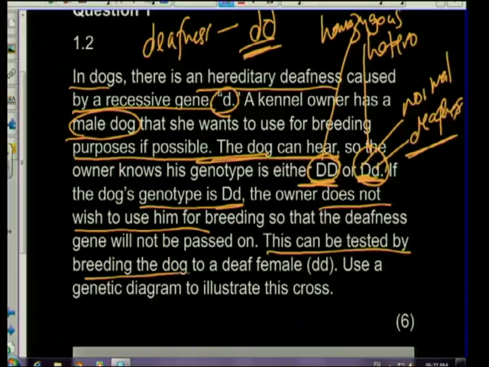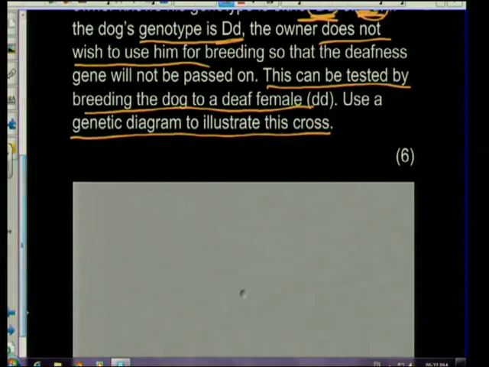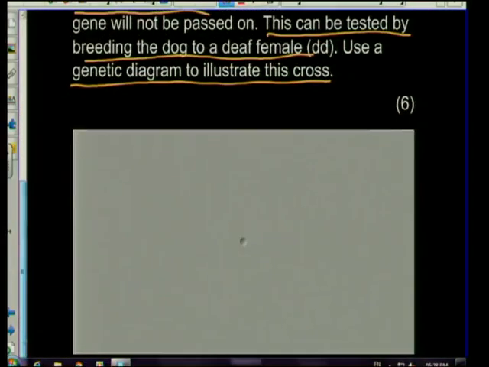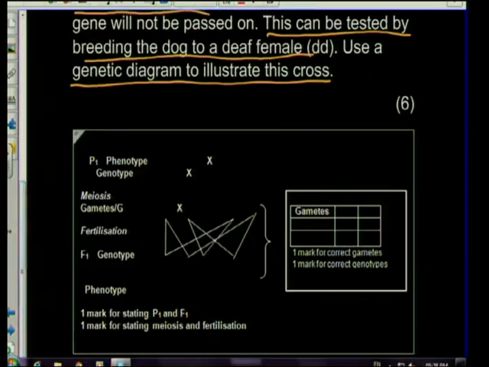Okay? This can be tested by breeding the dog to a deaf female. Use a genetic diagram to illustrate this cross. So we want to know whether this dog is heterozygous or homozygous. The simplest way is to cross that one with a homozygous recessive dog. So the female is deaf. Phenotype, remember?